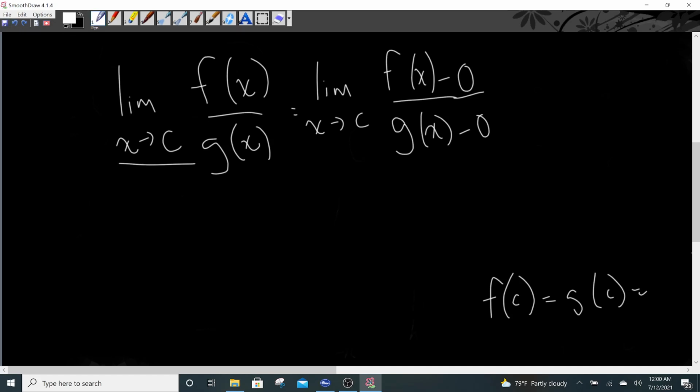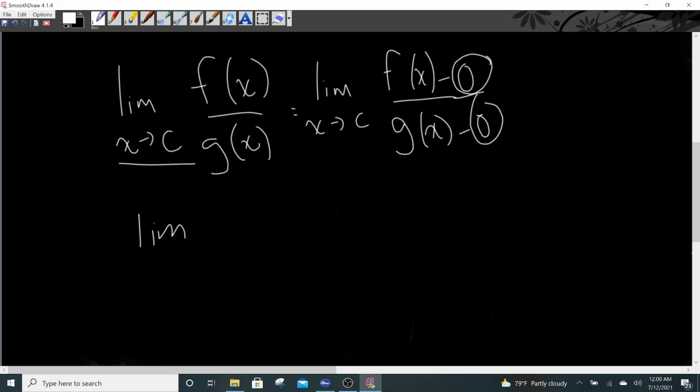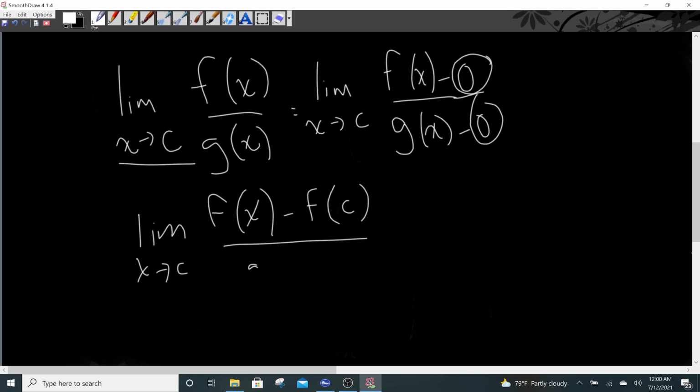So with this, we can actually say that f of c and g of c are both equal to 0, and we have two newly acquired zeros. So we can say that this function is equal to the limit as x approaches c of f of x minus f of c over g of x minus g of c. And now, this is kind of hard to write a step for. This is more just kind of thinking about it.